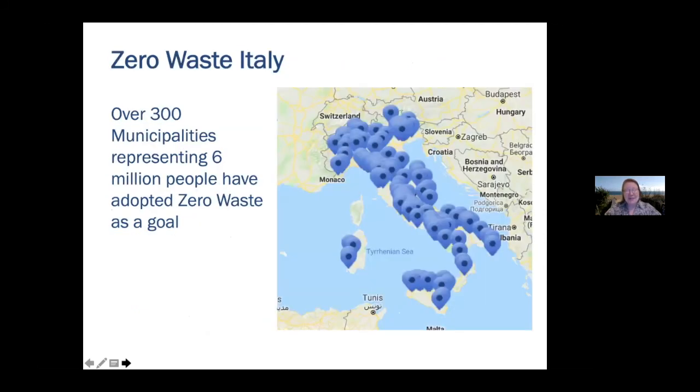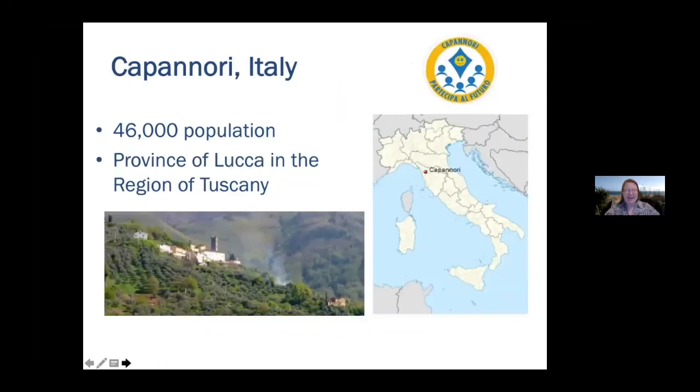Now I'd like to talk to you about Zero Waste Italy, which is the country with the most number of zero waste communities. Over 300 municipalities representing 6 million people have adopted a goal of zero waste in Italy. And I'm going to talk to you about Capannori in Italy, which is a beautiful town in Tuscany. And it's a 46,000 population in the hills above the province of Lucca.